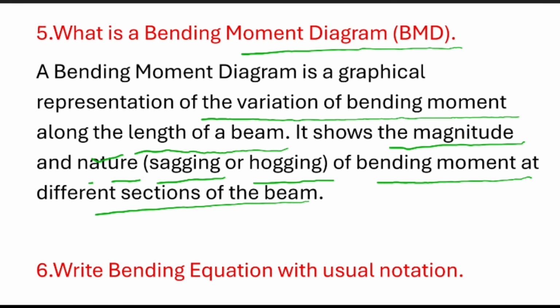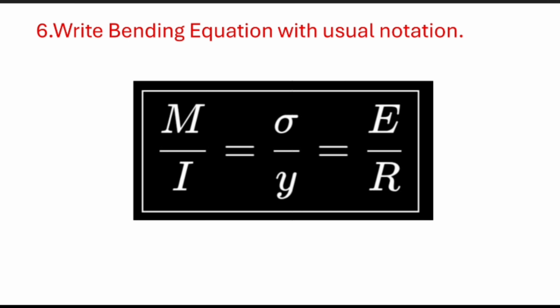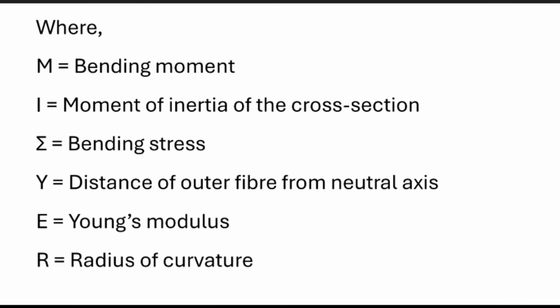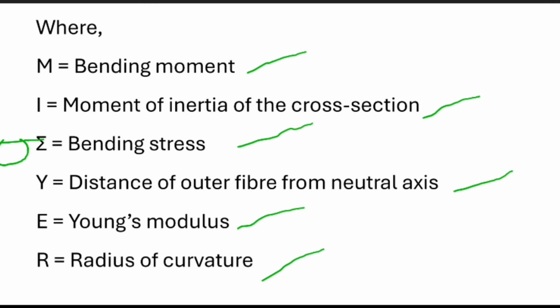Next, write the bending equation with the usual notation. This is the bending equation: M by I is equal to sigma by Y is equal to E by R. Here M is the bending moment, I is the moment of inertia of the cross section, sigma is the bending stress, Y is the distance of the outer fiber from the neutral axis, E is Young's modulus, and R is the radius of curvature.